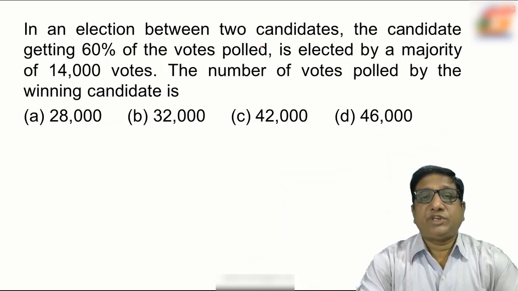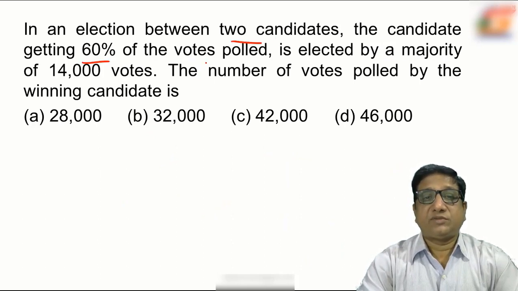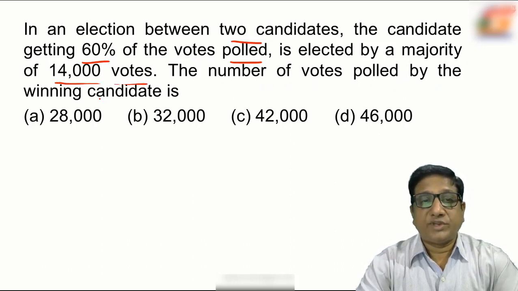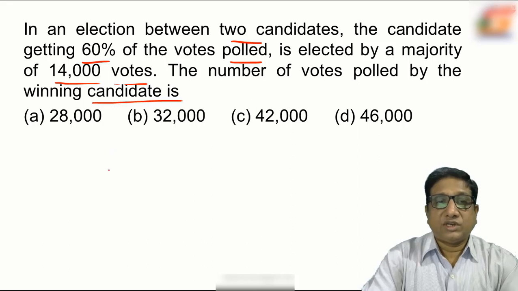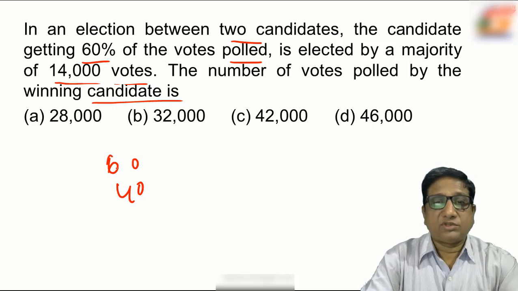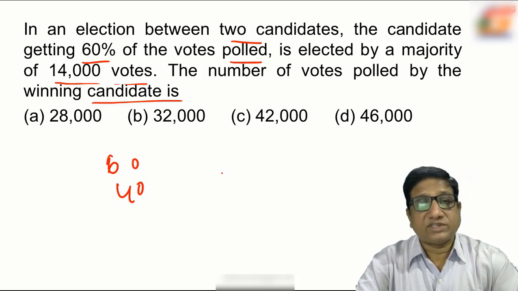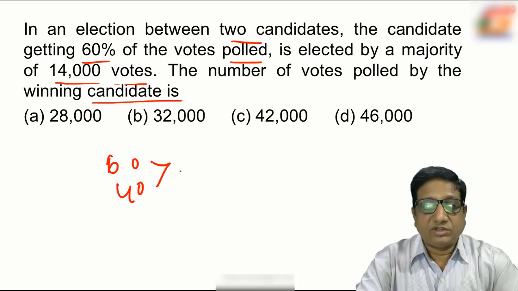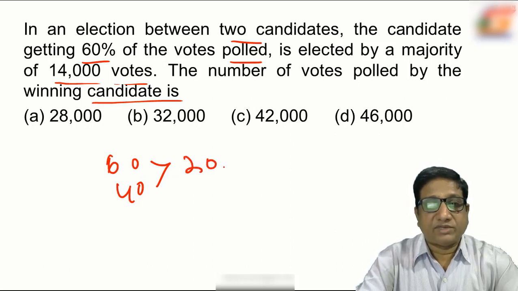In an election between two candidates, the candidate getting 60% of the votes polled is elected by majority of 14,000 votes. The number of votes polled by the winning candidate is. So there are two candidates. One candidate gets 60% votes, means the other one will get 40% votes, because the total number of votes is 100%, and the difference between these two candidates is 20%.